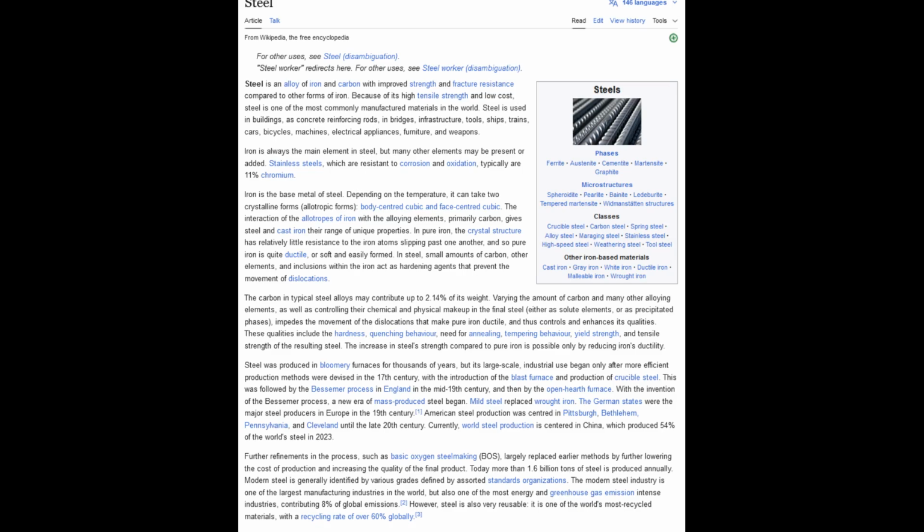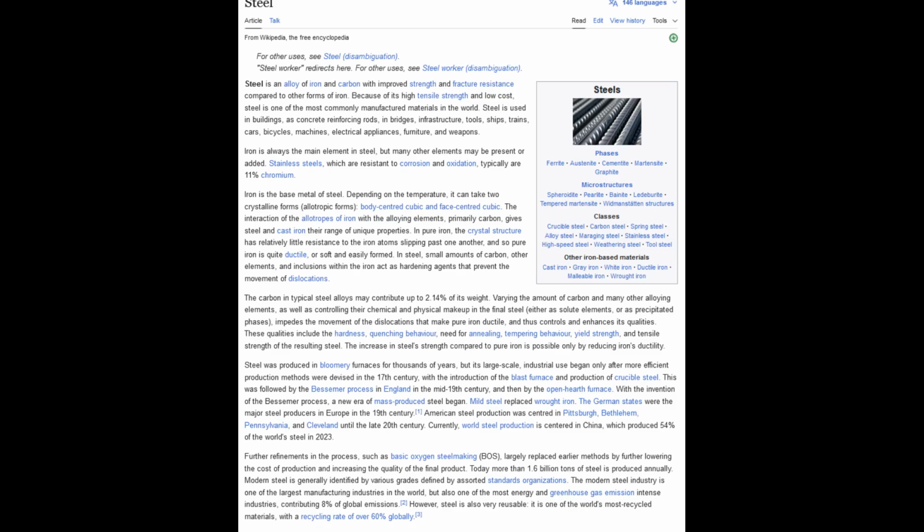Steel was produced in bloomery furnaces for thousands of years, but its large-scale industrial use began only after more efficient productions were devised in the 17th century, with the introduction of the blast furnace and production of crucible steel. This was followed by the Bessemer process in England in the mid-19th century, and then by the open hearth furnace. With the invention of the Bessemer process, a new era of mass-produced steel began. Mild steel replaced wrought iron.